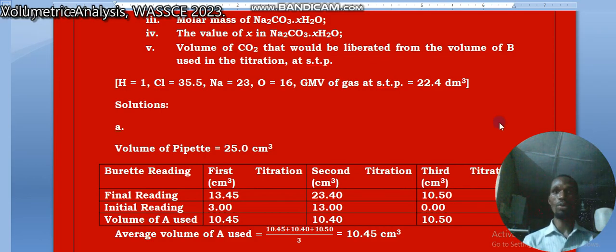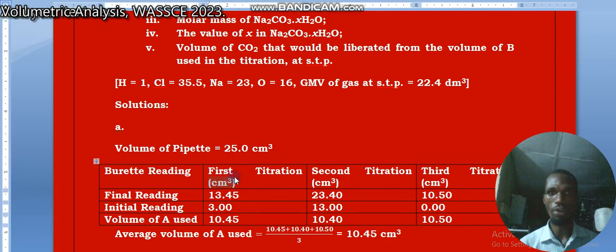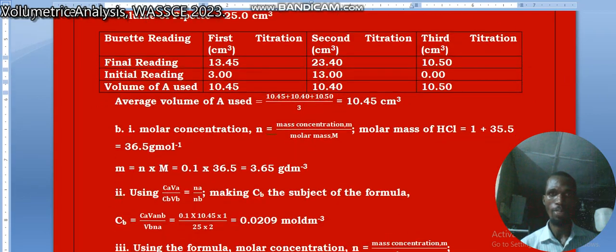So you can see the way the table is. Don't forget that you must write the volume of pipette used, which is the volume of base, because you have either 20 cm cube or 25 cm cube. You present your table like this. Do not forget the units in cm cube. First titration, you put the unit. Second titration, third titration, and you have the average volume of A used. Average is the value of the first titration plus second plus third divided by 3, and you have the average volume of A used as 10.45 cm cube.